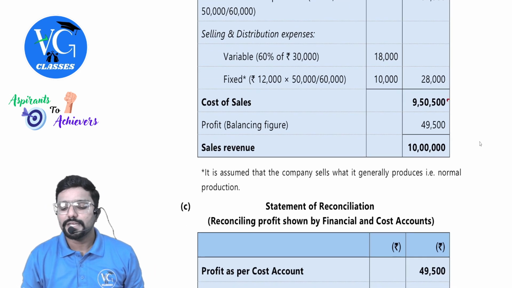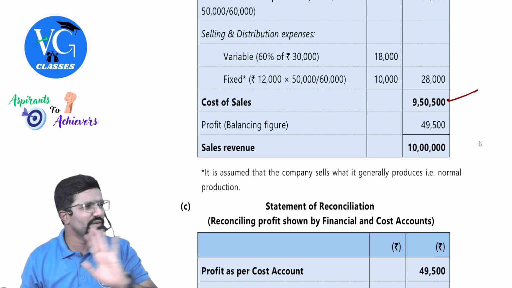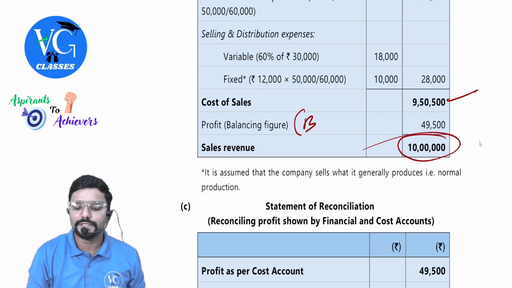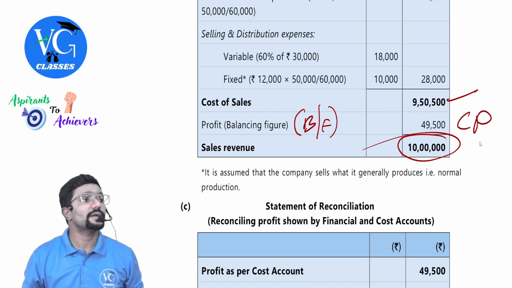So cost of sales is 9,50,500. No opening stock, no closing stock. You need not worry. So sales is 10 lakh. That means the balancing figure is profit. How much? 49,500. CP. CP means what?